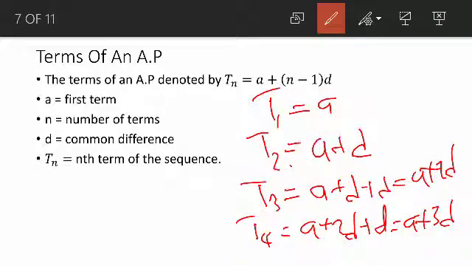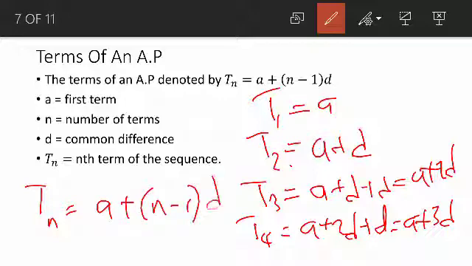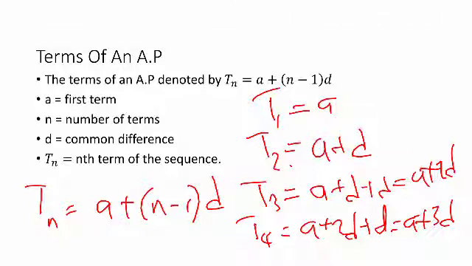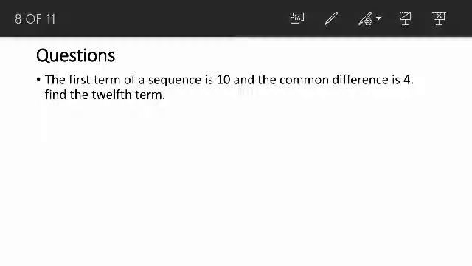We keep going until we see that Tn is actually A plus what? A plus (n minus 1)D. Okay, that's how we come about that. This is the general formula for finding the term of an arithmetic progression. Now we see certain questions here.